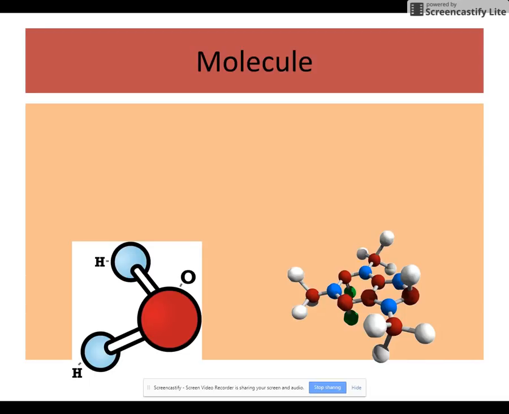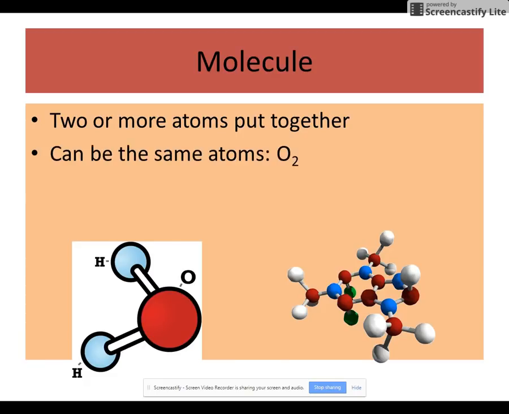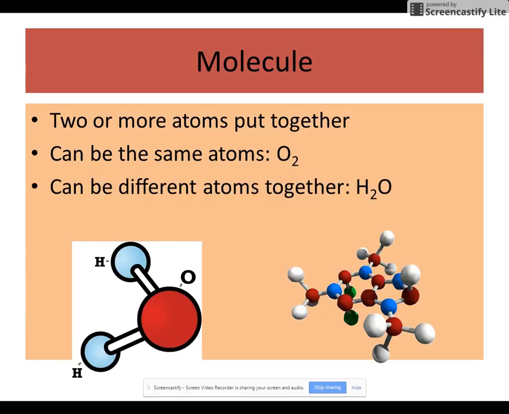Okay, so we talked about a chemical bond. So when chemicals bond together, they can form a molecule. And a molecule is just two or more atoms put together. They could be the same atoms, like O2, for example, and they could also be different atoms together, like H2O. So when you have more than one atom chemically bonded together, this is known as a molecule.